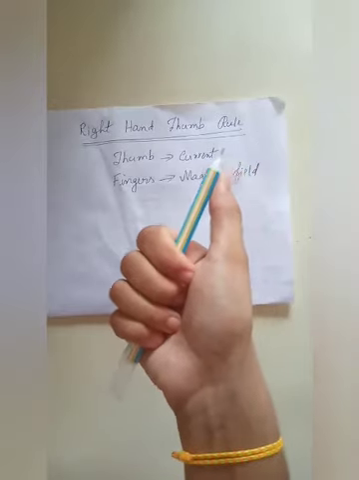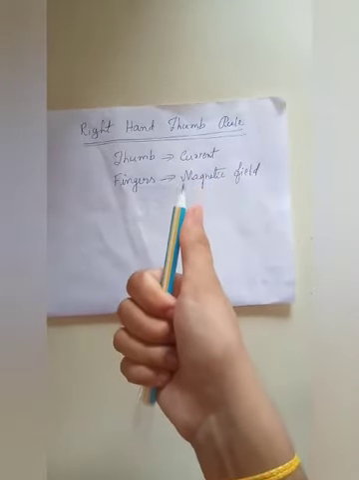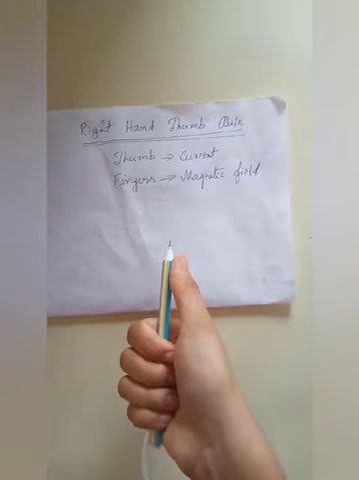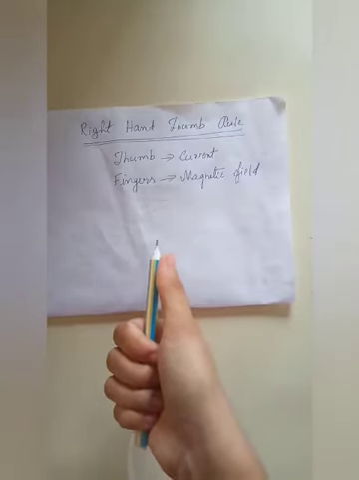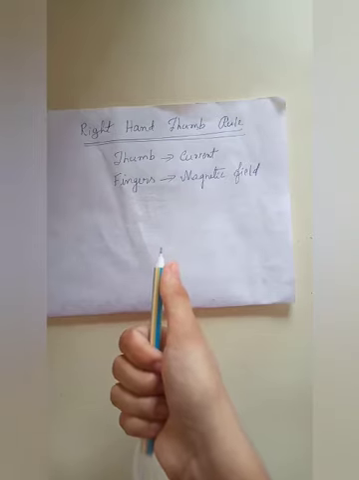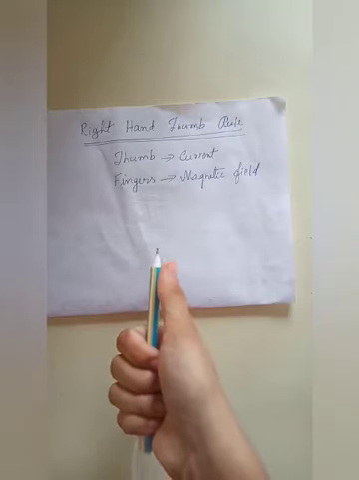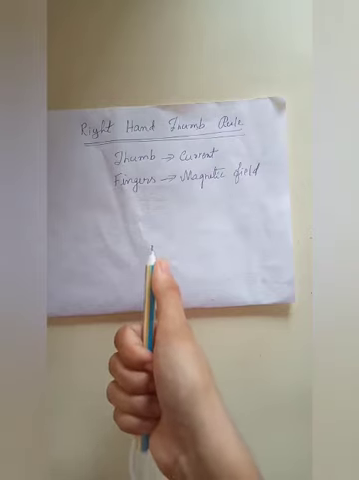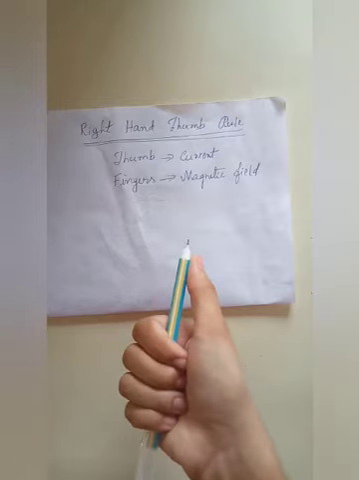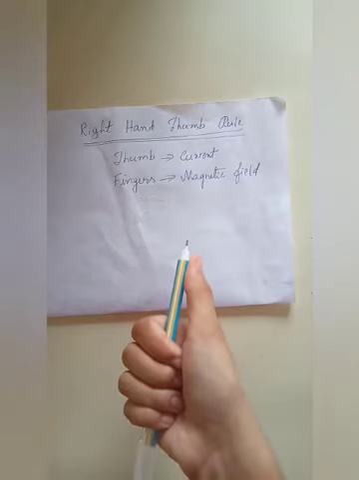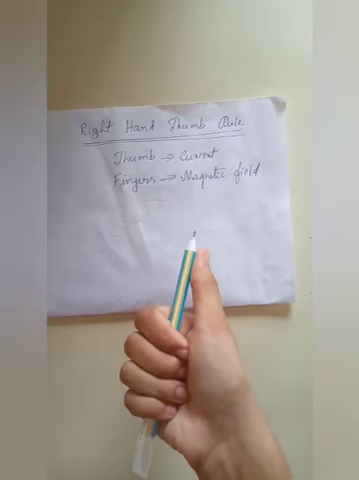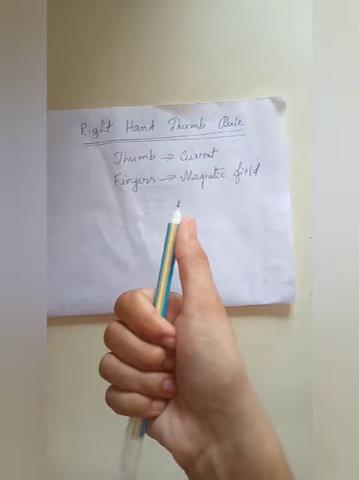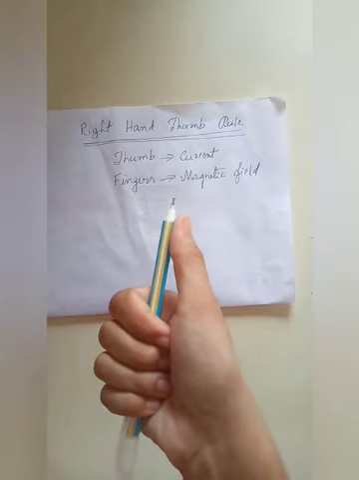Let us learn one more definition. Imagine that you are holding a current carrying straight conductor in your right hand such that the thumb points towards the direction of current. Then your fingers will wrap around the conductor in the direction of the field lines of the magnetic field. This is given by Maxwell. So it is called Maxwell's right hand thumb rule.